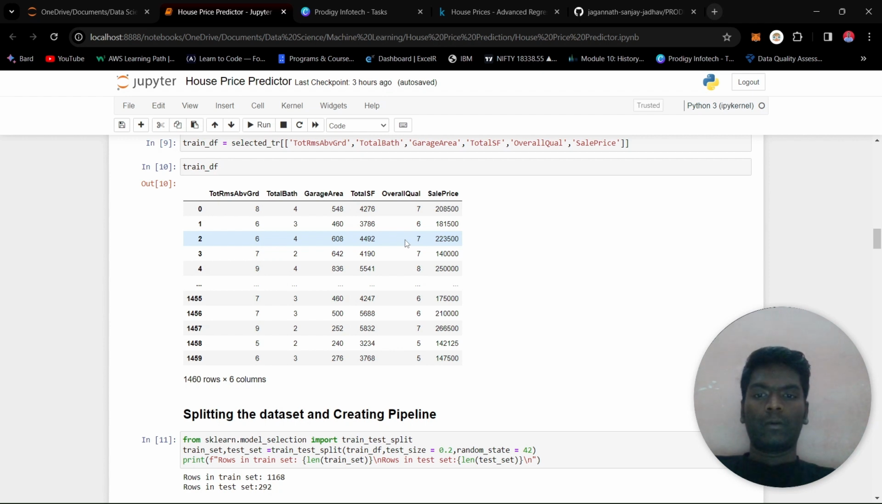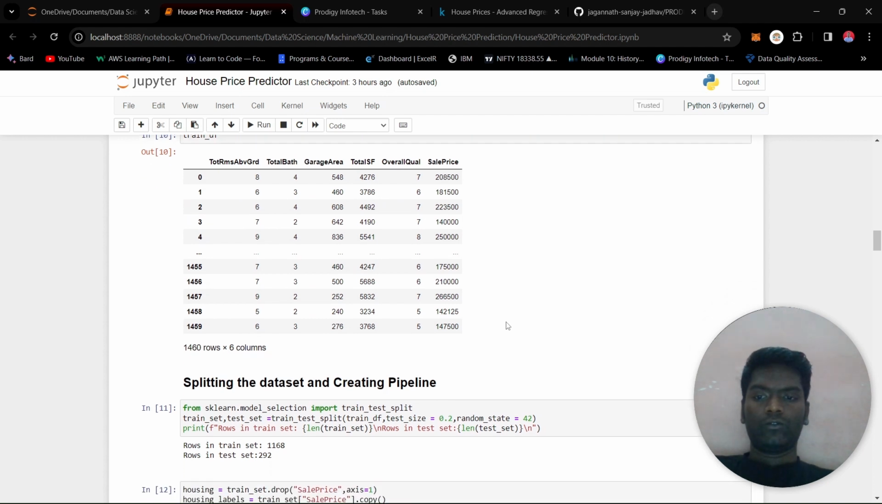Okay, so I was clear about the concept. Whatever I was doing, I was not just blabbering about the data set. I was pretty sure about what I'm going to do after this. So now I have five features and one label. So I'm ready with the data to be fed inside the machine learning model.